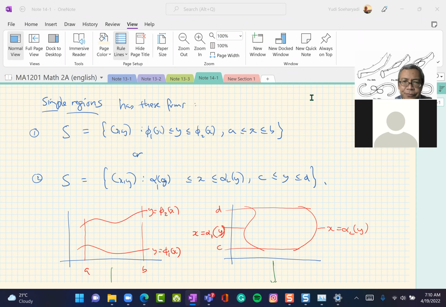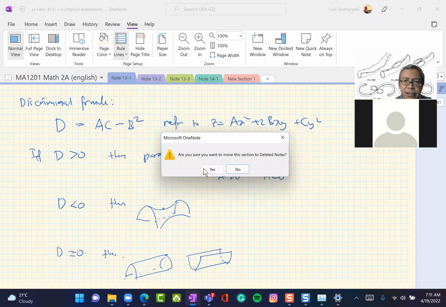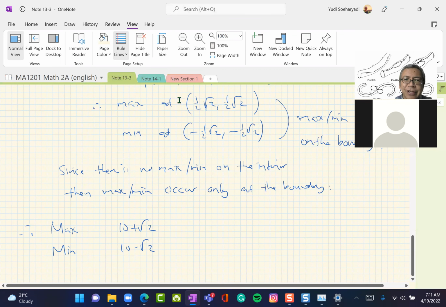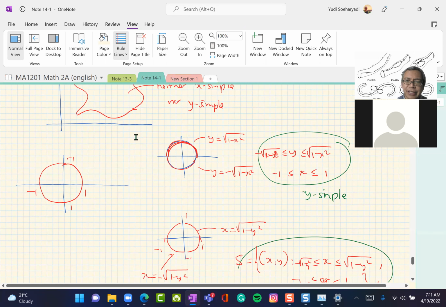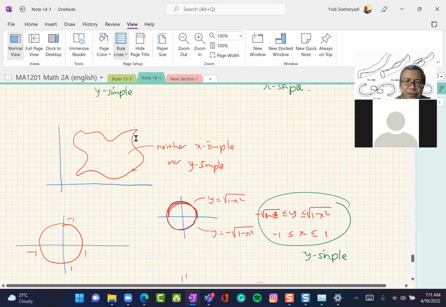Okay. So the picture looks like this one. Sorry, I should... The notes sometimes lead to error, so I won't, I just leave this one. Okay. All right. So this is a sample of something that's not simple.